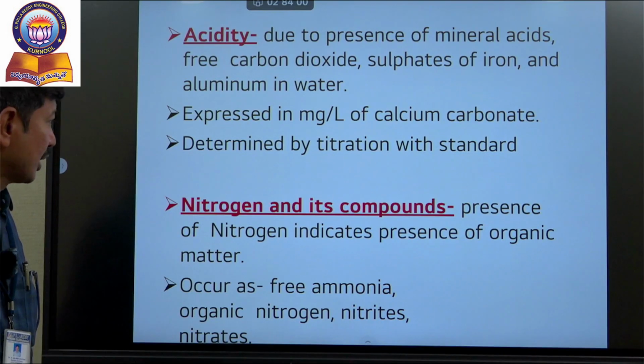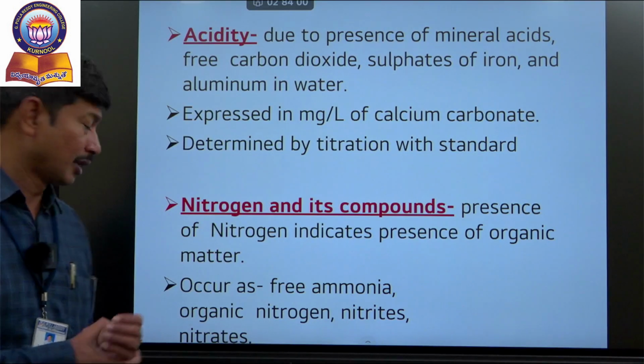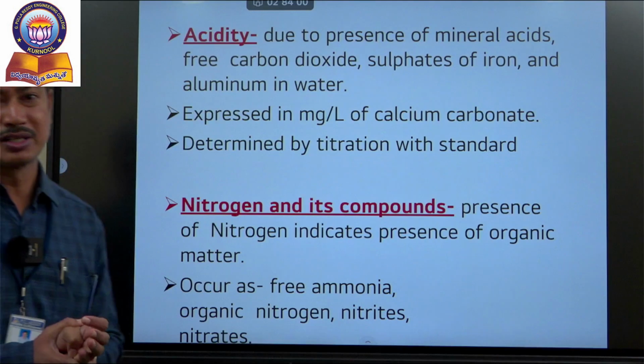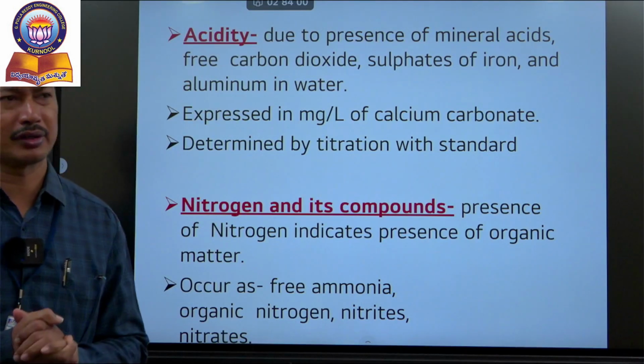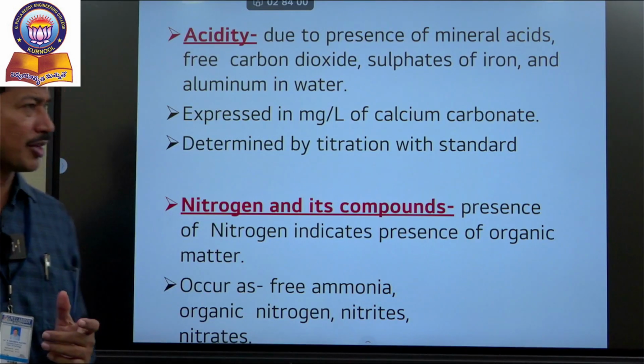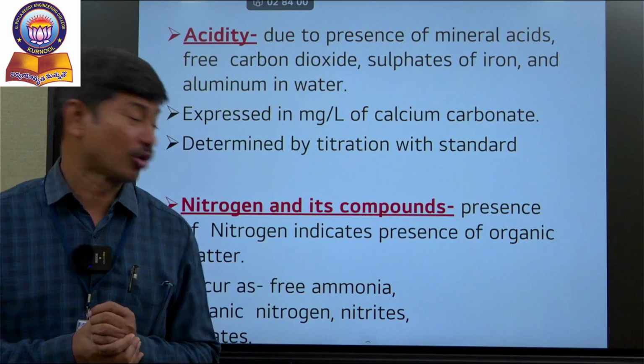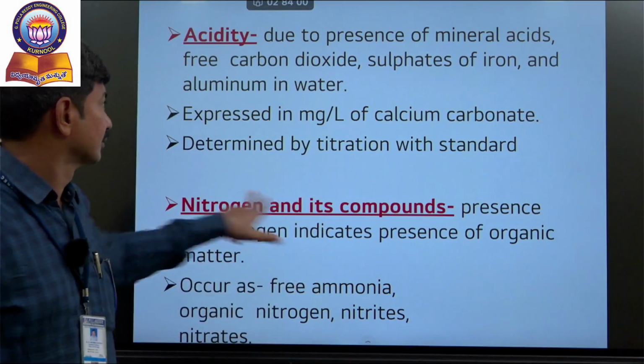Next is nitrogen and its components. Nitrogen indicates the presence of organic matter. It occurs as free ammonia, albuminoid nitrogen, nitrite and nitrate. Nitrate is the end product. Nitrate greater than 45 mg per liter may cause blue baby syndrome or methemoglobinemia.